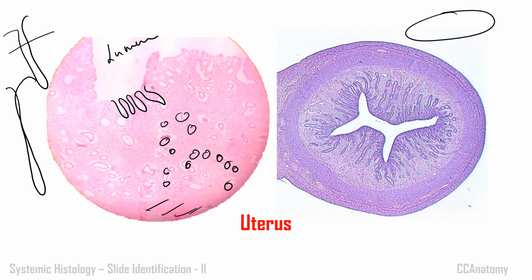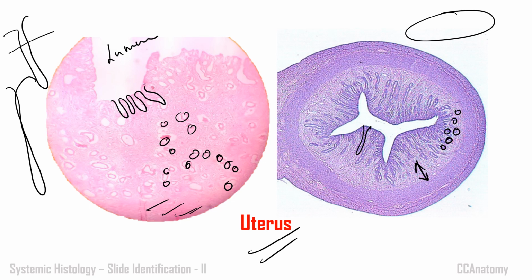Okay, when you see the glands going deep inside like this, and in some places multiple cross sections of the same glandular appearance, and a thick muscular coat will be there. This kind of appearance you can see in the uterus only. So don't get confused.